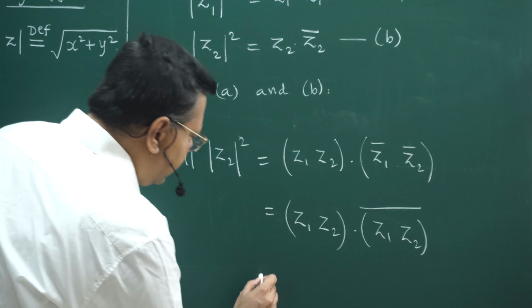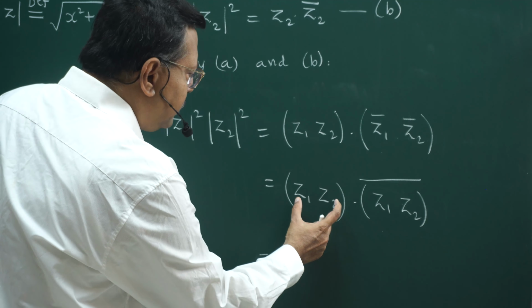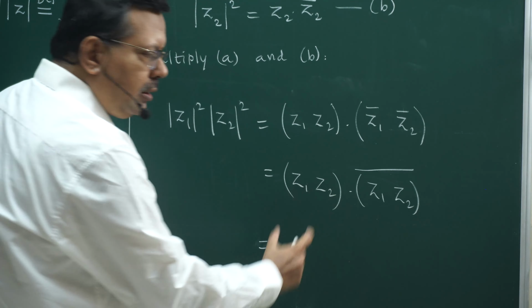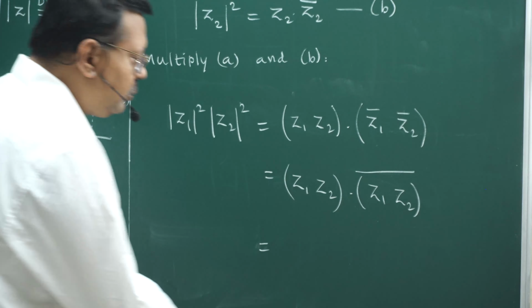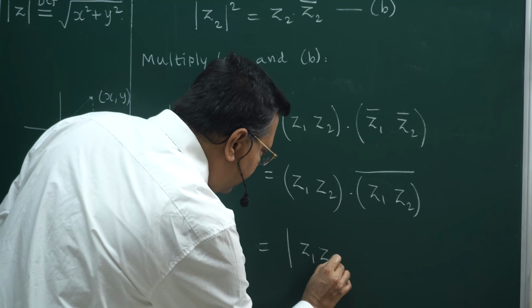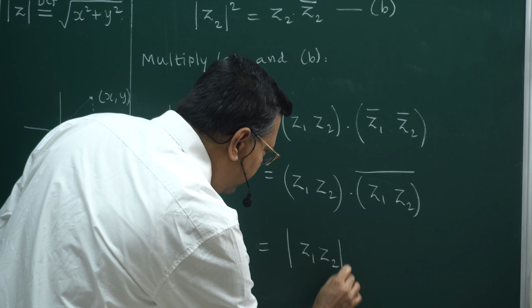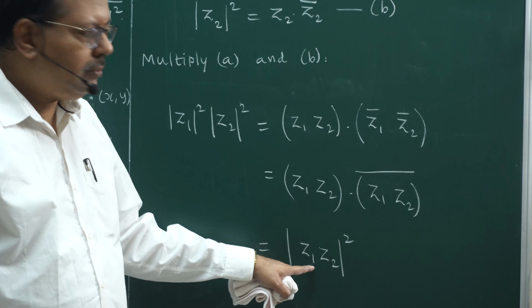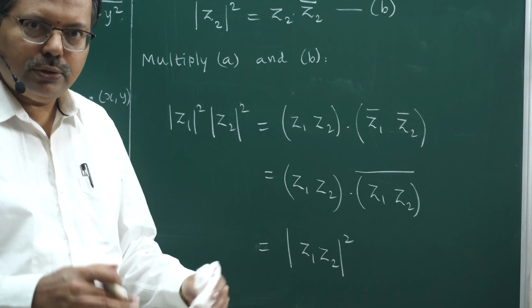So therefore, based on this, this is what I am calling a black box. If this is a black box, then this is the complex conjugate of the black box. So what do you understand by that? By that we mean to say that this is z1 z2, then you have a whole square. So black box into conjugate of black box is nothing but the square of the modulus of the black box. Like that you have to remember.